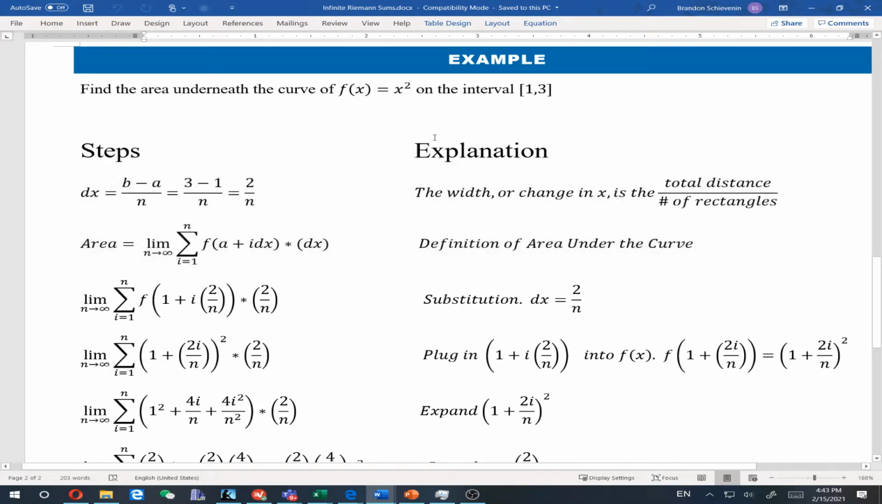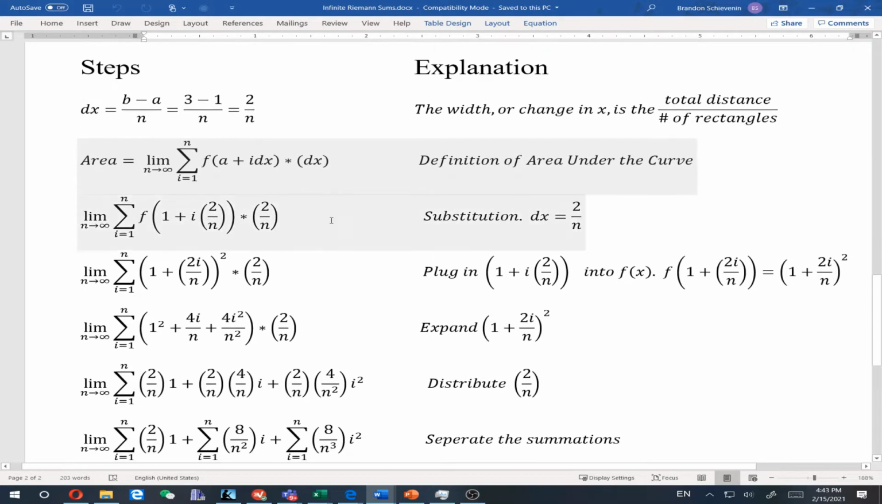My height would be my start point 1 plus my iteration, so that's starting at 1 and then going to infinity, times our dx, or 2 over n. So for the first rectangle, i is 1. I'll start at 1 and I'll go over by 1 more 2 over n, so 1 more infinitely small space, and then I'll plug that into my equation to get my height. When I plug it into my equation to get my height, we square it.